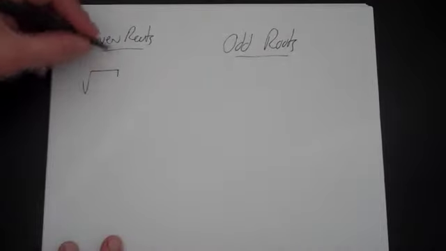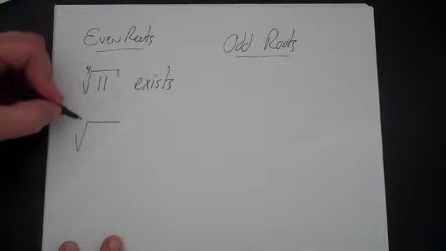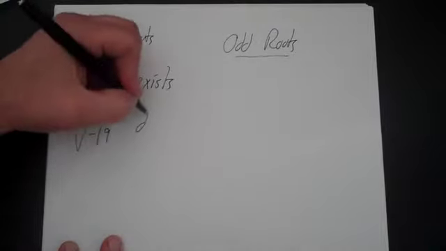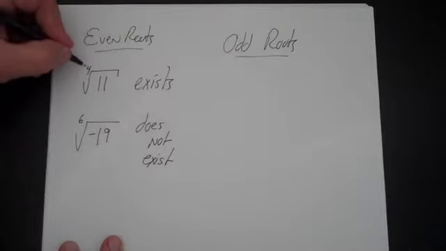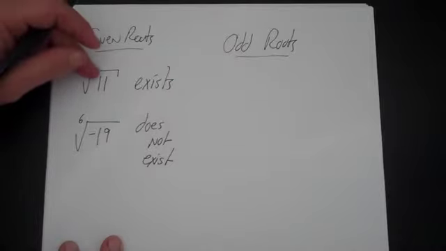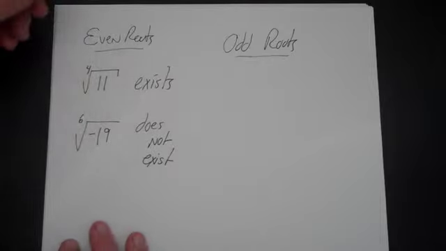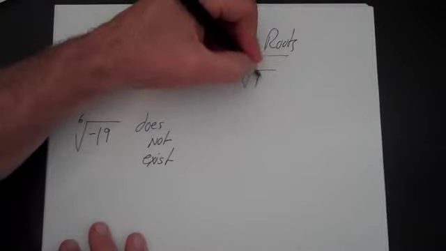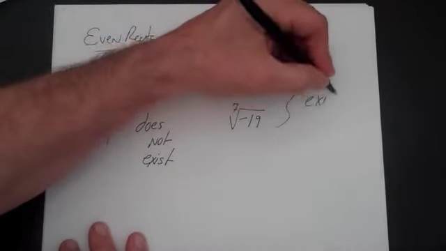This, by the way, works the same way for all even roots and all odd roots. So in the same way, we can say the fourth root of 11 exists, but the sixth root of minus 19 does not exist. And it's an easy way to do it. Every even root works like a square root. So the square root of 11 exists, so the fourth root of 11 exists. The sixth root of a negative number doesn't exist because the square root of a negative number doesn't exist. Odd roots, on the other hand, of any type, whether positive or minus, exist.